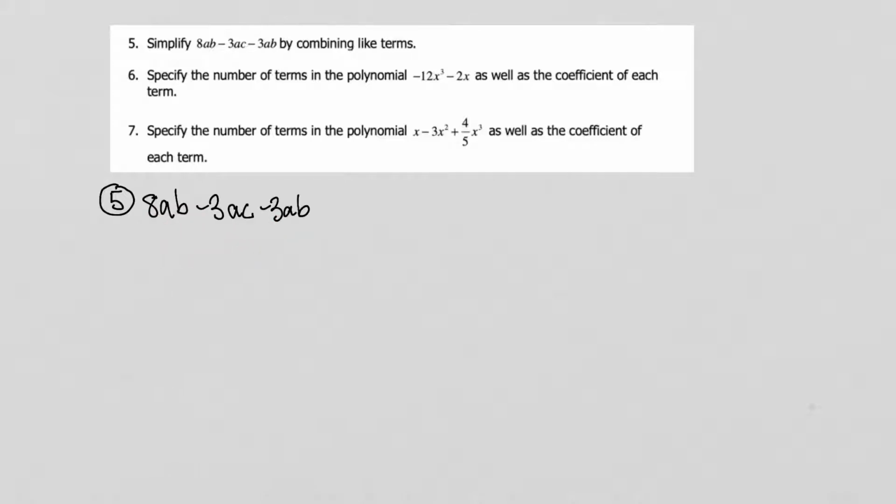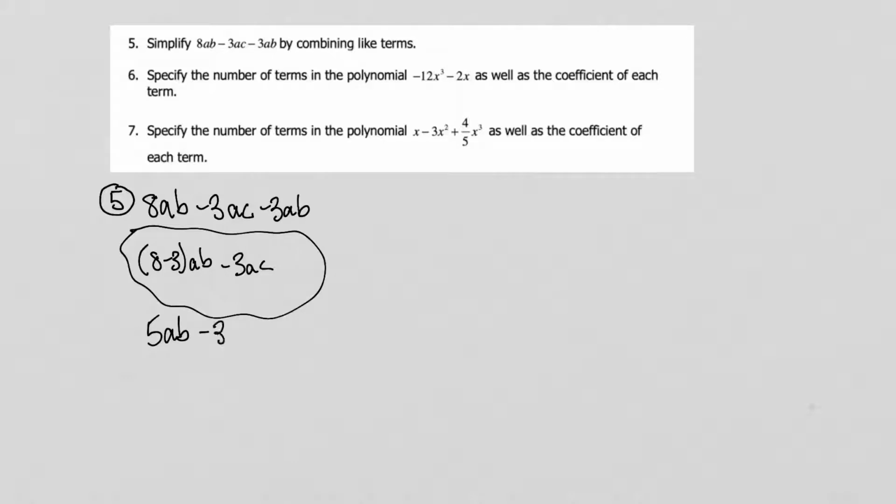Now, you probably don't have to write this, but here's what I'm thinking. I've got 8 of those, and then I'm going to subtract 3 of what? Those ABs. And then I've got 3 ACs that I'm going to subtract. So what I'm going to get here is that I've got 8 of these minus 3 of them. That gives me 5 of those ABs, and then we have minus 3 AC, and that's the best we can do.